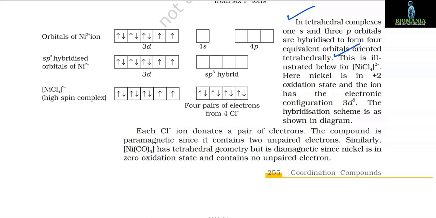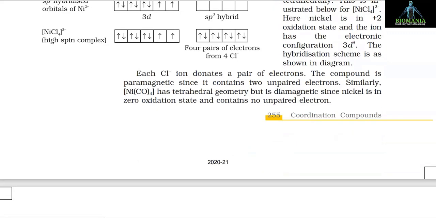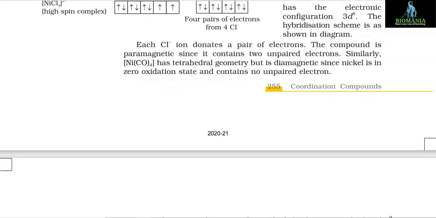This is illustrated below for [NiCl4]2-. Here nickel is in +2 oxidation state and the ion has the electronic configuration 3d8. The hybridization scheme is as shown in the diagram. Each chlorine ion donates a pair of electrons. The compound is paramagnetic since it contains 2 unpaired electrons.